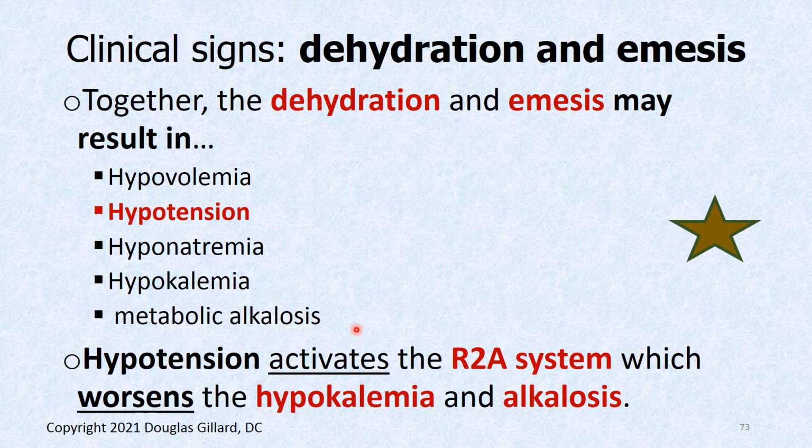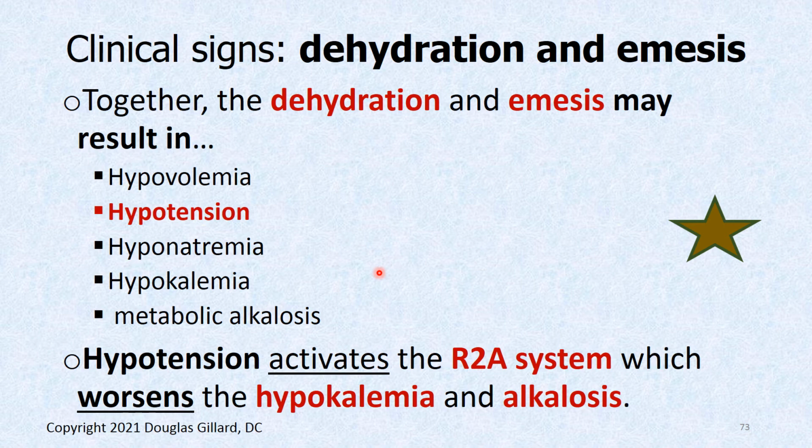And yeah, so together the dehydration and the throwing up, these patients typically present with hypovolemia, which, I mean, you can't measure. It's probably not the good one to put in there. You can't measure their blood volume, but you can measure their blood pressure in the ER, and they'll have hypotension. They'll have low sodium, hyponatremia. They'll have low potassium, hypokalemia, and they'll have metabolic alkalosis as well.